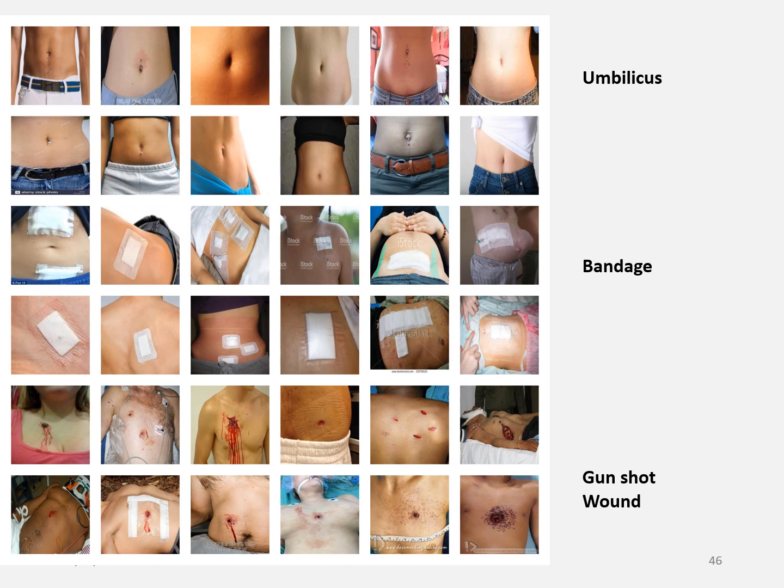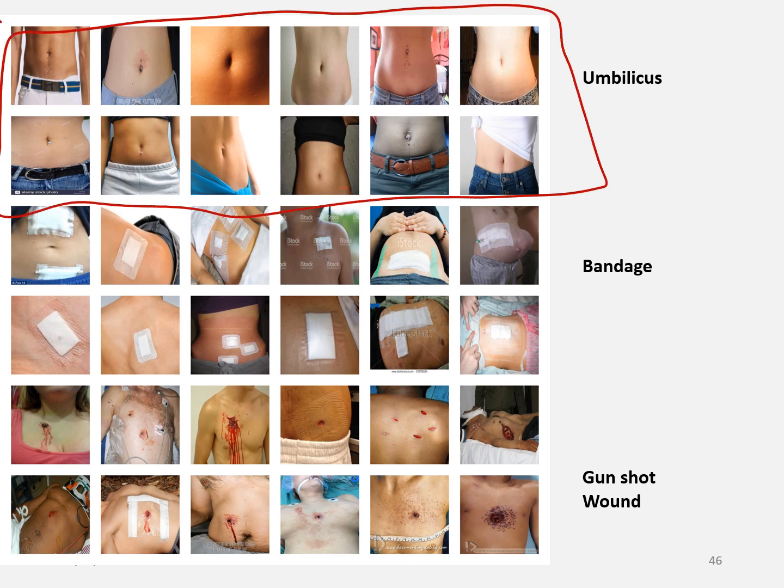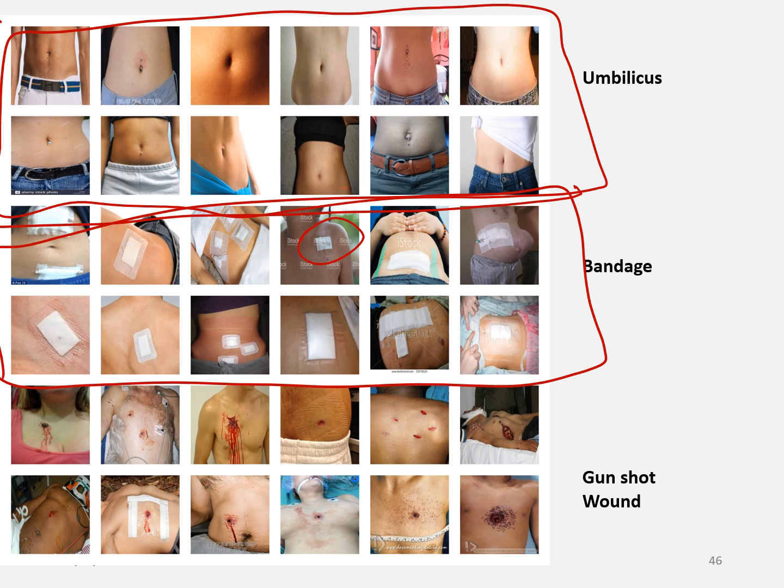So this is a short example of the kind of umbilicus data I had, and the bandage data. Here we are concentrating on the bandages in the stomach region, because the ultrasound scans are going to be focused on the stomach region. But as you see here, it is not always there. Because of the lack of images available online, I was considering some images which are not exactly in that region. Again, for wounds, not all wounds are in the stomach region, so I have considered wounds which are elsewhere.